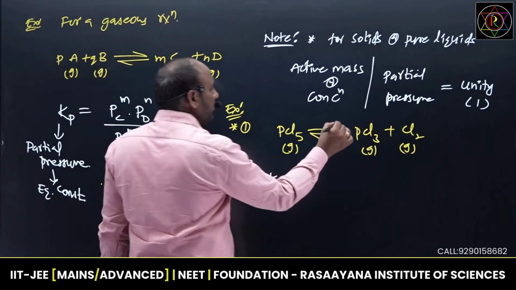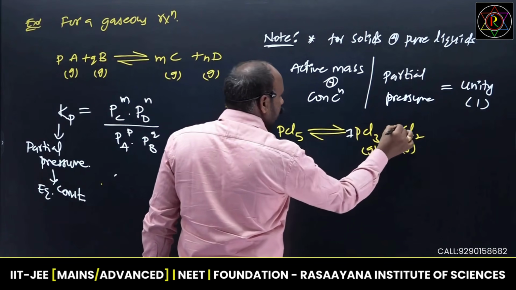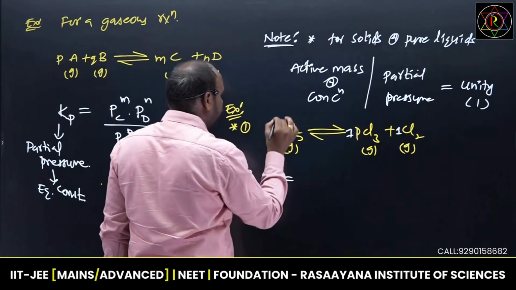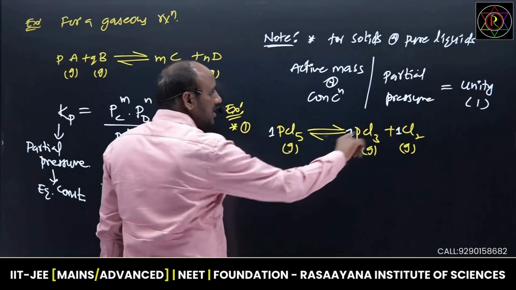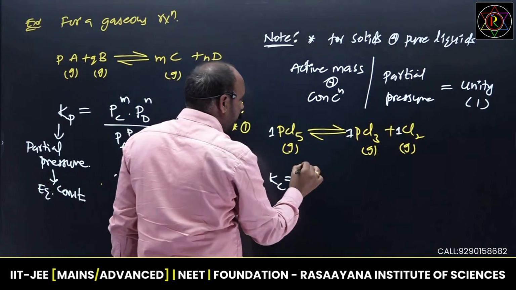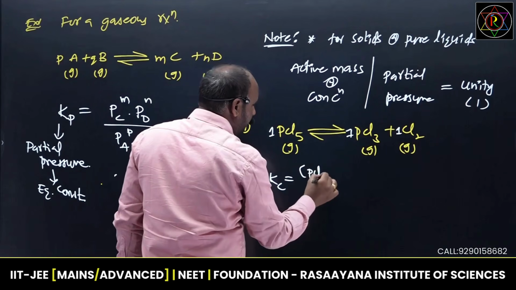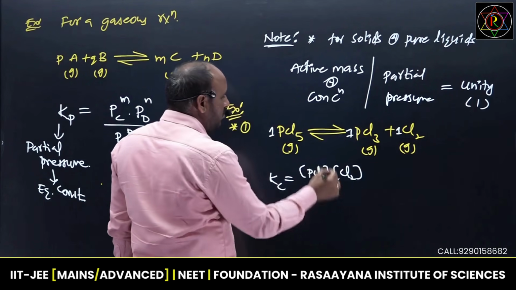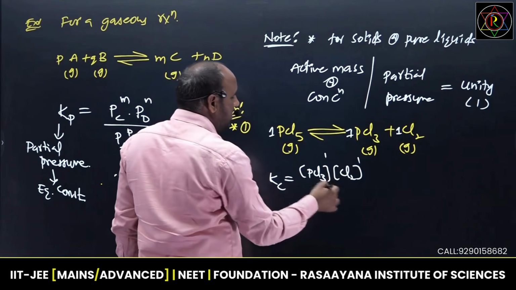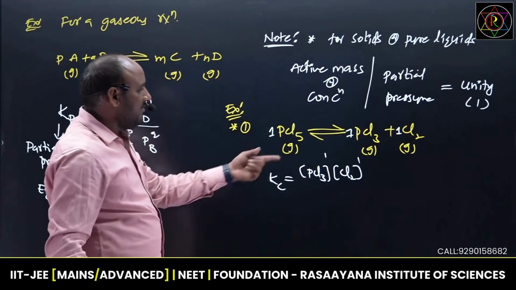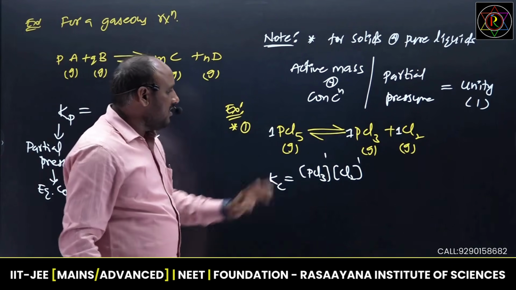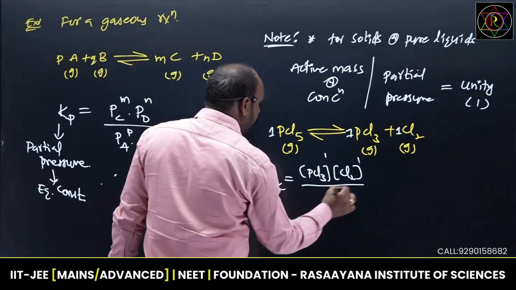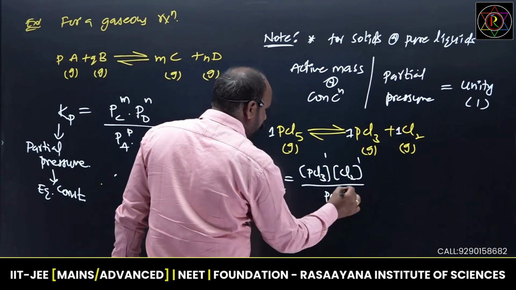So here the coefficient is 1 only, here the coefficient is 1, and here the coefficient is 1. Therefore, the products' concentrations we have to take first. The products are PCl3 and Cl2, whose coefficients are 1 and 1 only, so there is no need to write the 1. Kc equals PCl3 concentration into Cl2 concentration divided by PCl5 concentration.